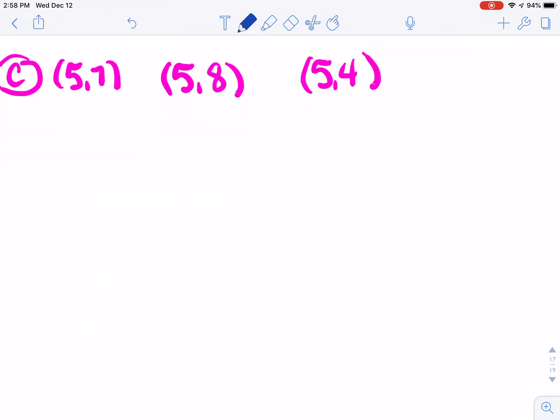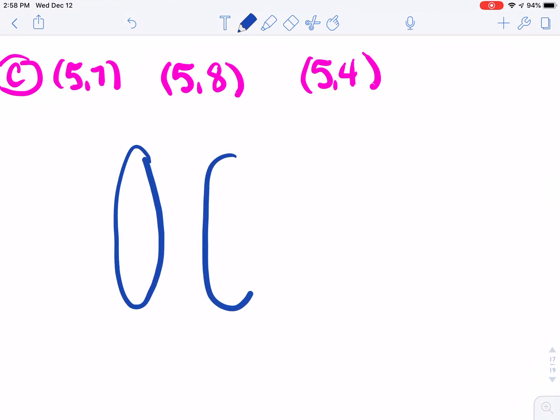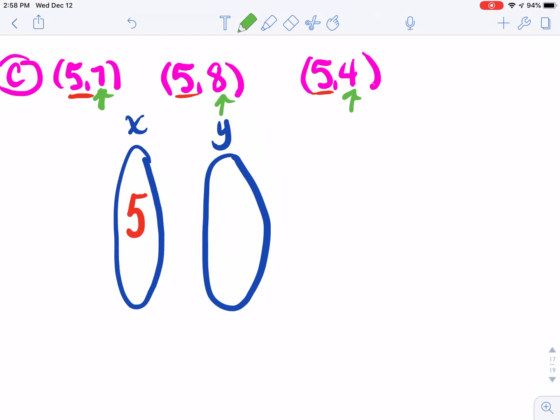(5, 7), (5, 8), and (5, 4). So I'm going to set up my mapping here for X and Y. Now, if I look at all of my X's, they're all 5. So 5 is the only one that goes here. But if I look at my Y's, I have 7, 8, and 4. So in order, it would be 4, 7, and 8. Now if I go to pair them up, 5 matches with 4, with 7, and with 8.